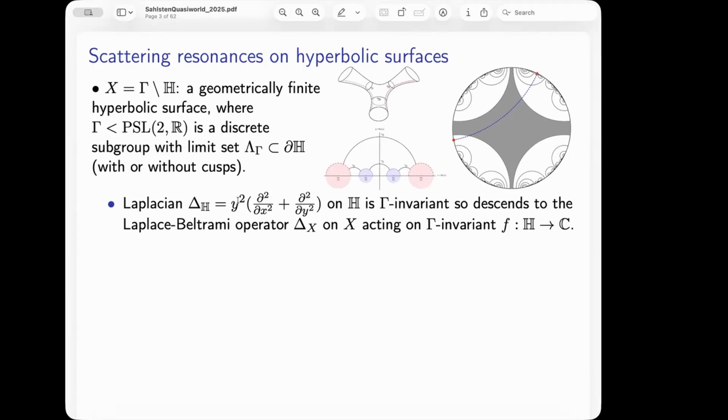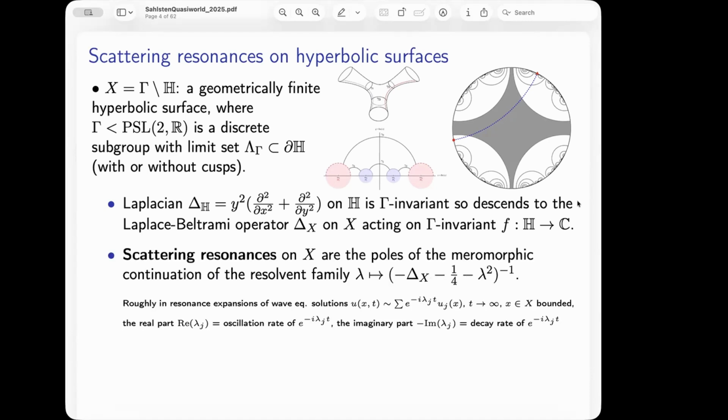The natural metric is here. So when it's invariant, if we have these generators, we can glue and copy this operator as an operator that acts on pure gamma-invariant functions. So functions that are folding up this construction in this picture with gamma-periodic functions. So we get an operator on the surface.